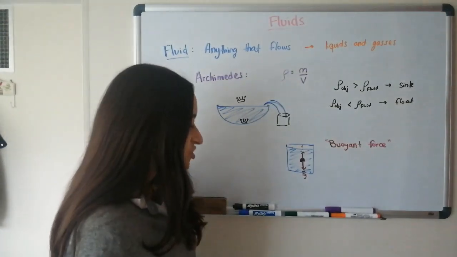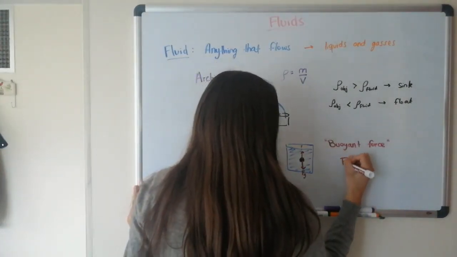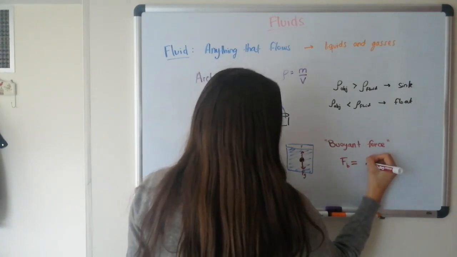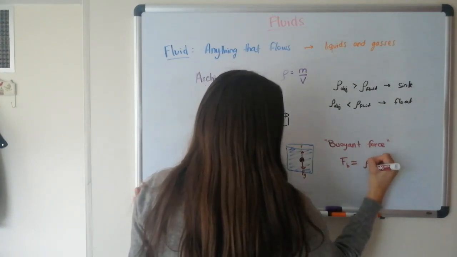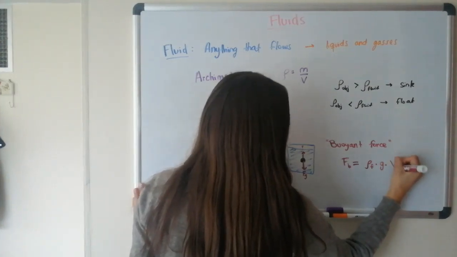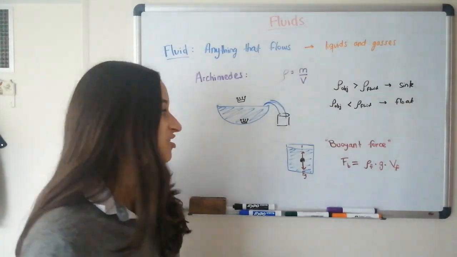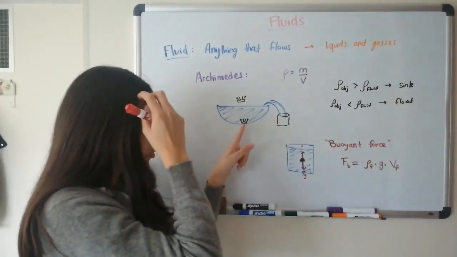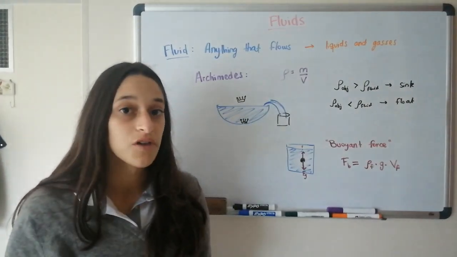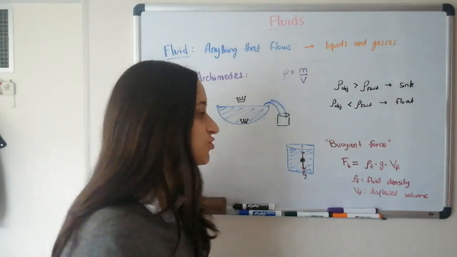So what's the equation for buoyant force? We're going to write it as FB, and the equation is the density of the fluid times g times the volume of fluid displaced by the object. So in this example, it would be the volume of the crown, or the volume of the ball. And again, g is 9.8, the acceleration due to gravity.